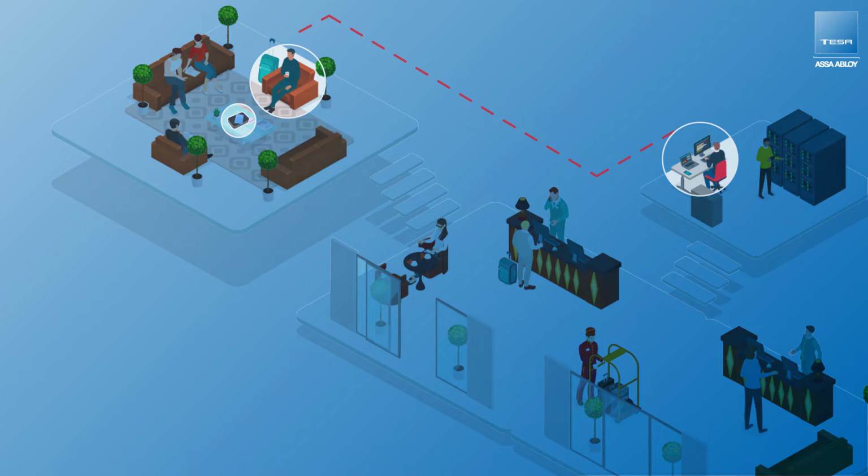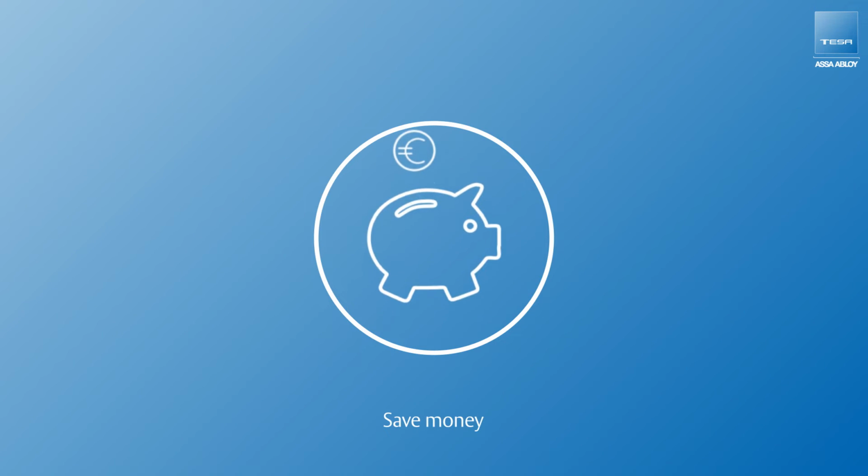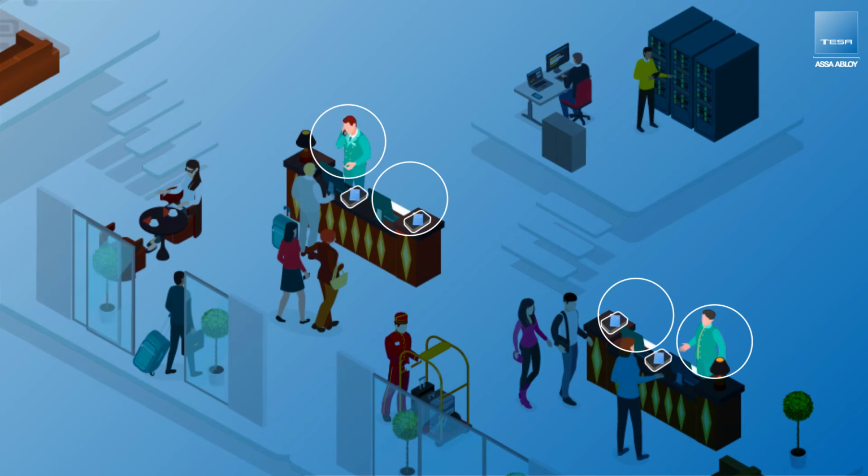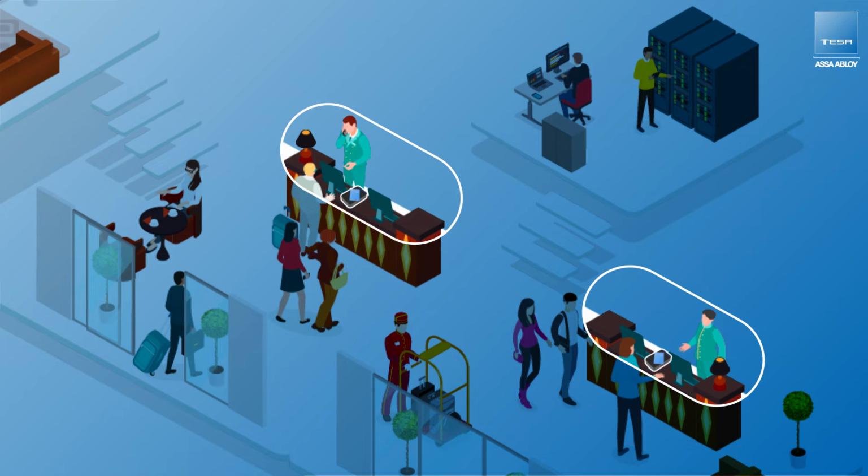property. With TESA Hotel Web Manager, you save money. There's no need for a card encoder at every check-in point. Staff can easily share the iCoder, which means less hardware to buy, keeping your costs down. Just connect it to the network. It works at your terminals without any installation.